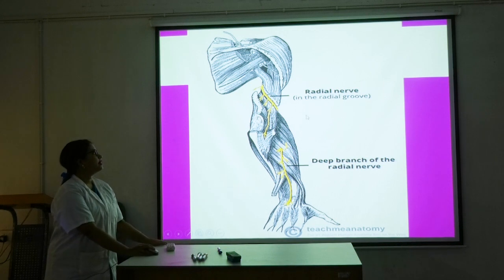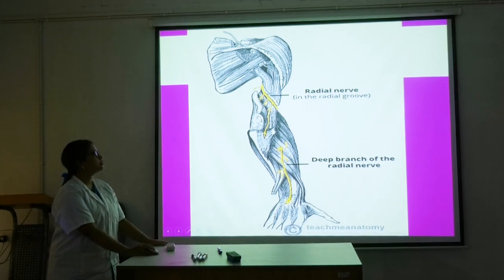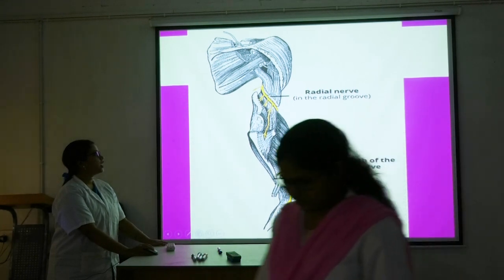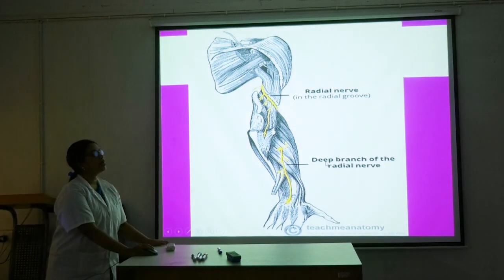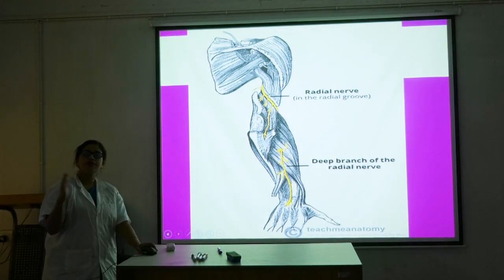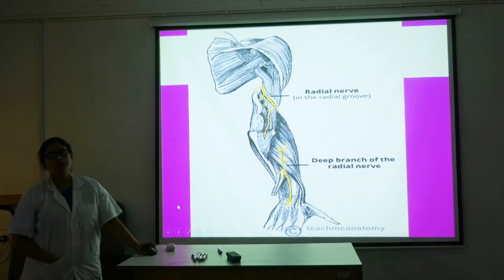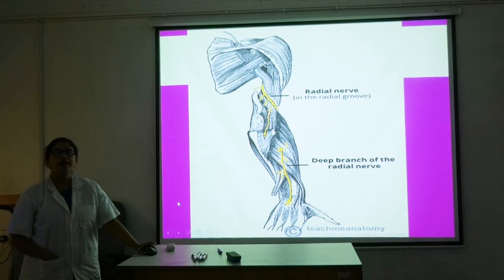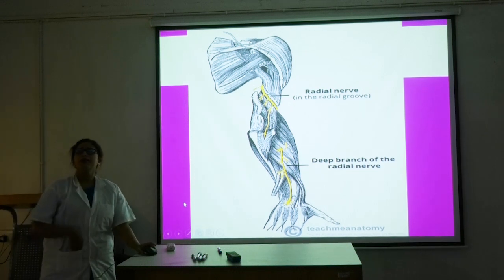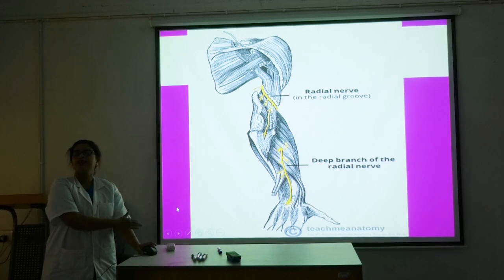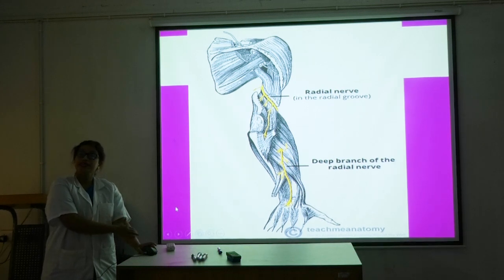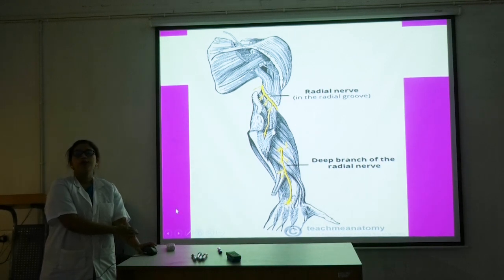Then it is coming in front, supplying the medial fibers of the triceps, and this is known as the deep branch of the radial nerve. Then the radial nerve divides into superficial and deep. So who would deep be supplying, who would superficial be supplying? Deep would be supplying all the muscles present in the forearm, just like brachioradialis, just like extensor carpi radialis longus, just like anconeus.